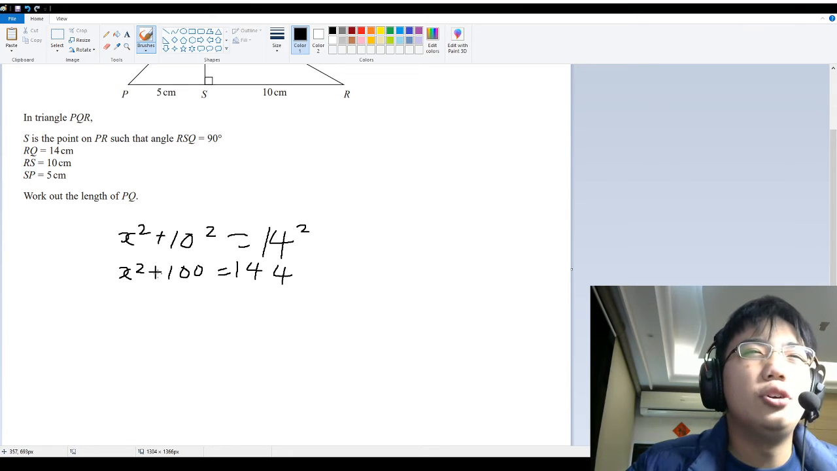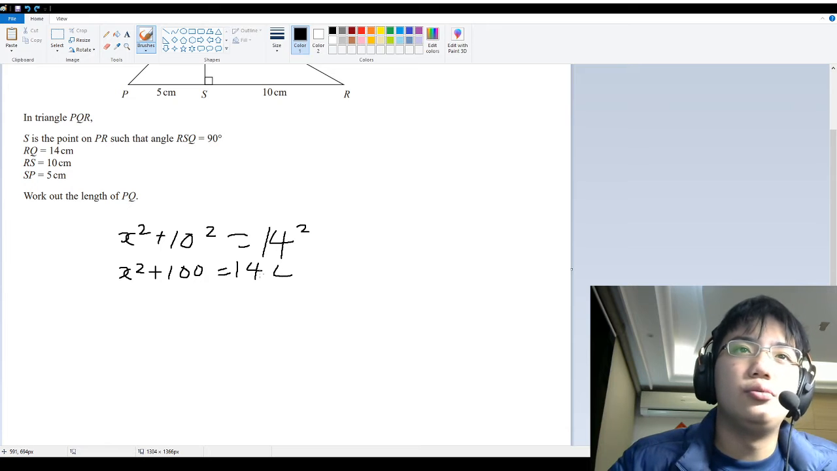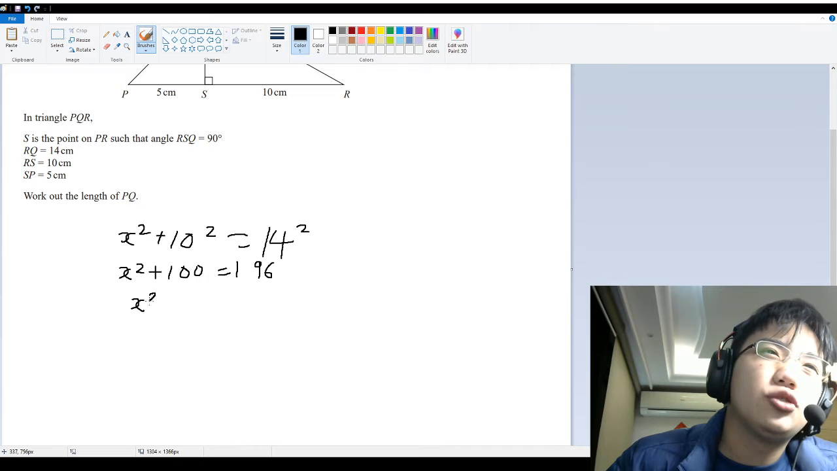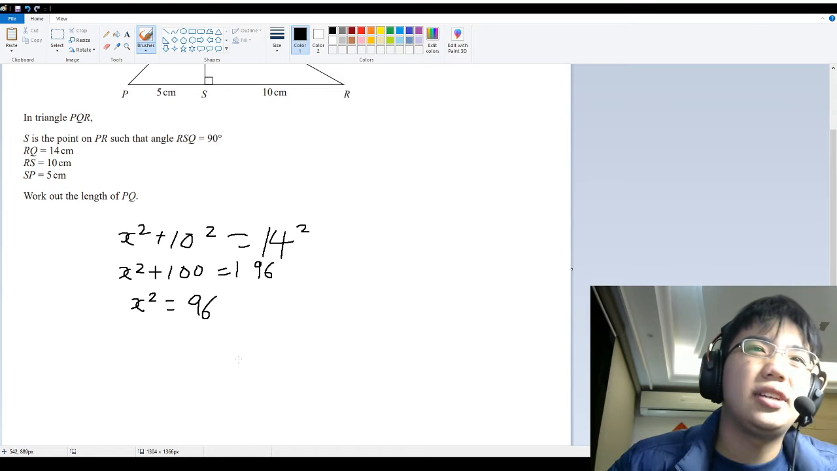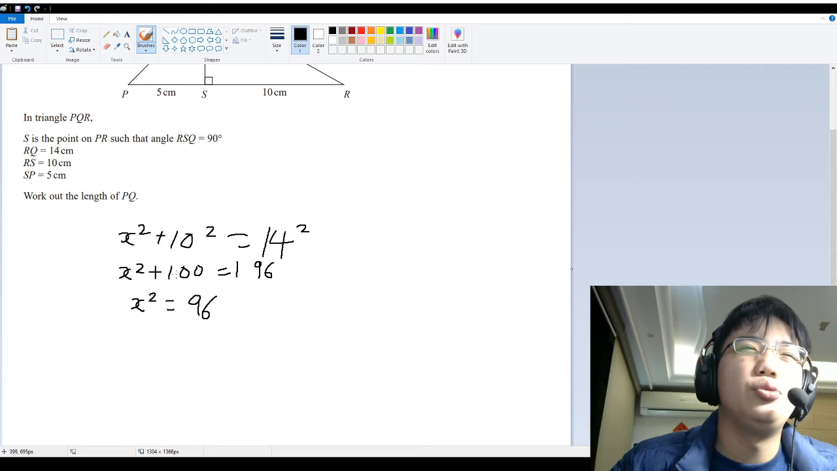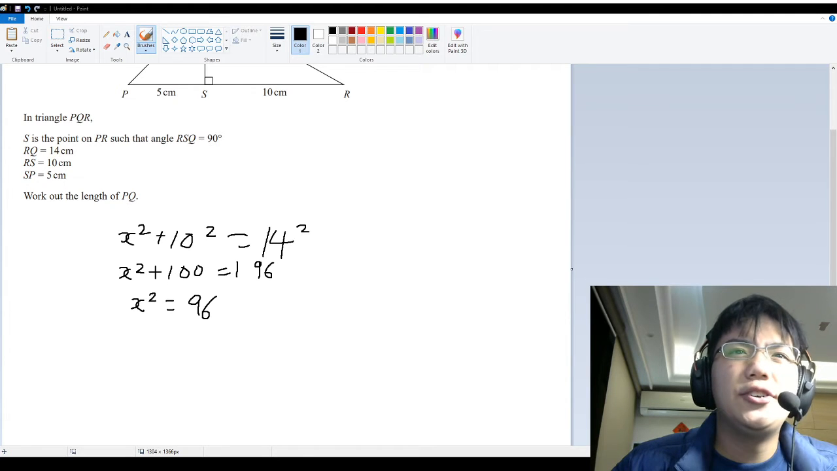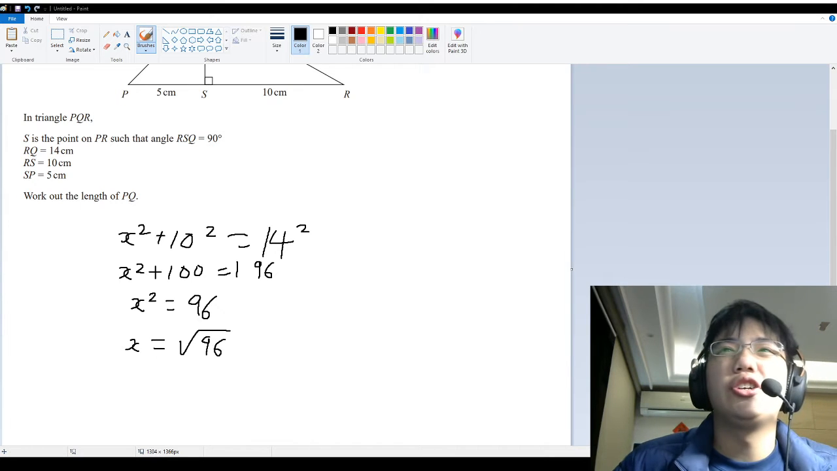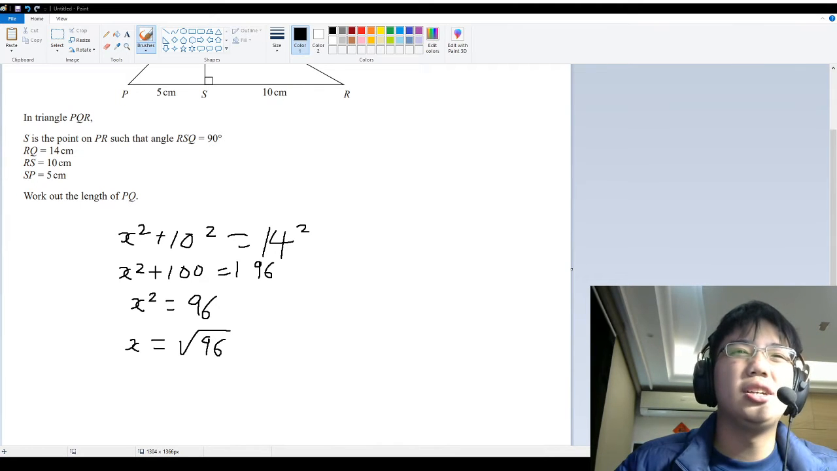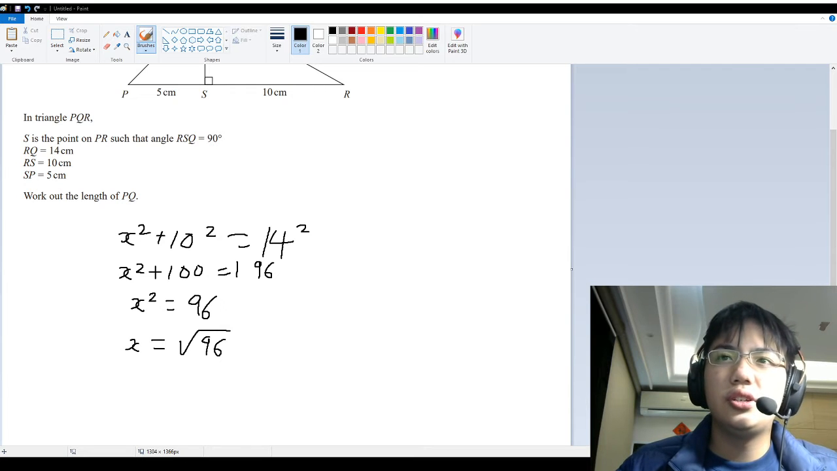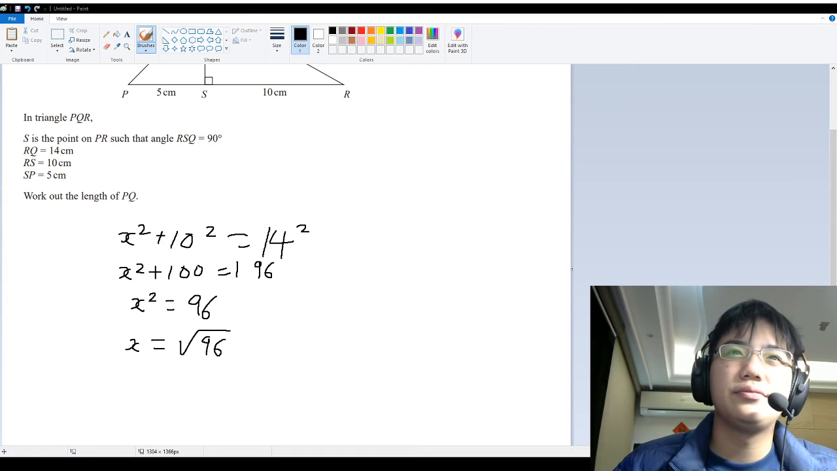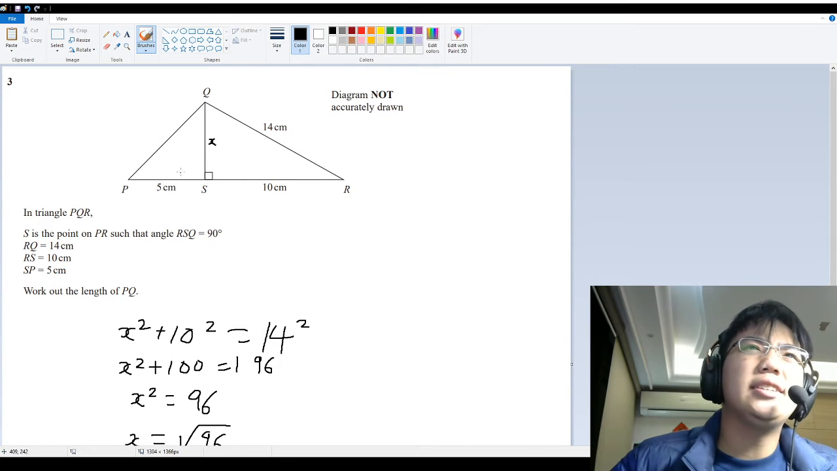So x squared plus 100 equals 196. So x squared equals 96, as 196 minus 100 is 96, and therefore x would be the square root of 96, whatever that is on your calculator. Remember, both Edexcel papers allow calculators, so if there's anything difficult to calculate, feel free to use your calculator. And with this square root of 96, we can calculate the length of PQ.